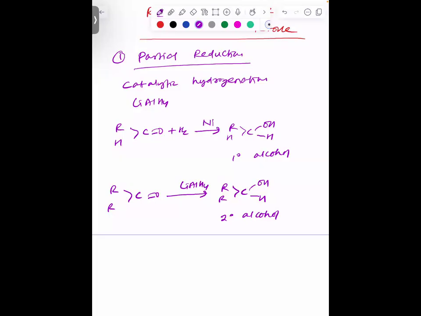Can we use NaBH4? Yes, we can also use NaBH4. Sodium borohydride is comparatively less strong than lithium aluminum hydride. Okay, note down.